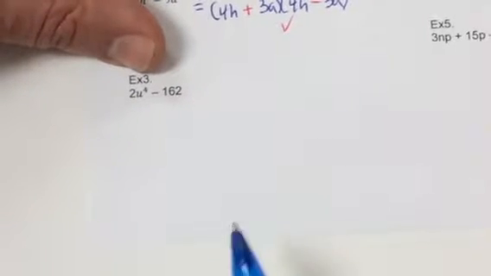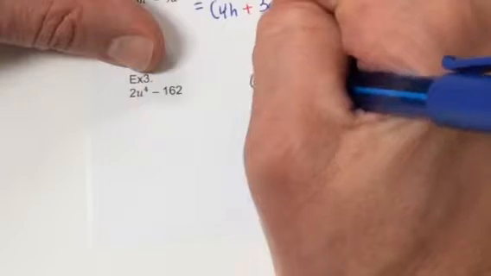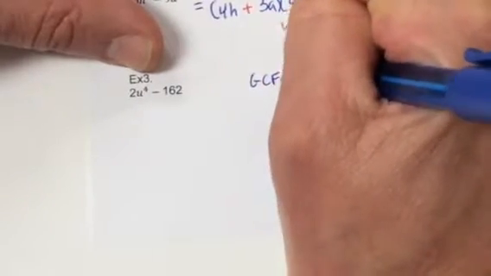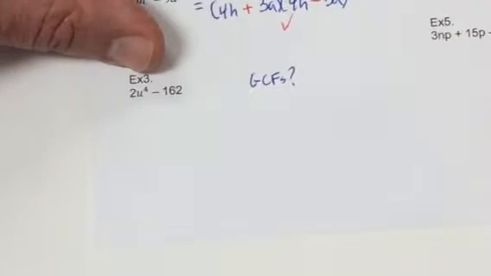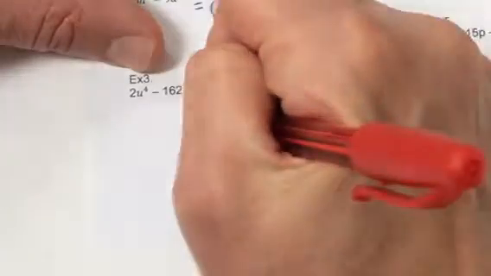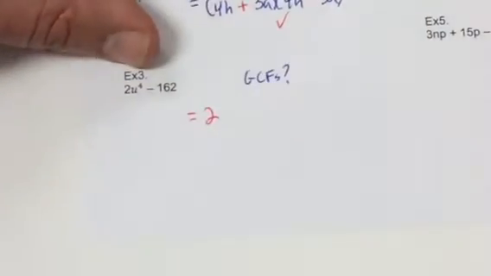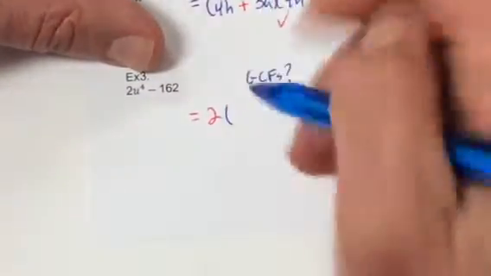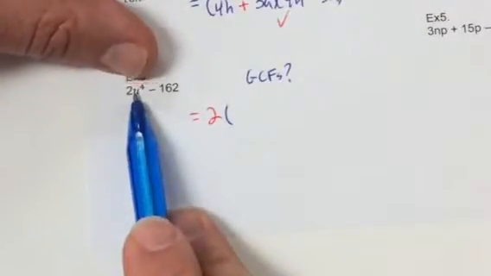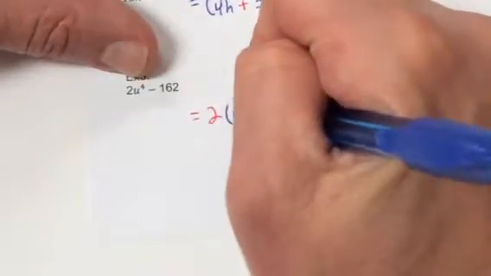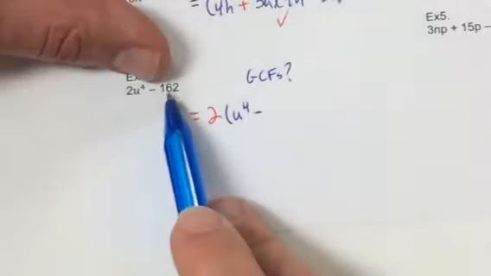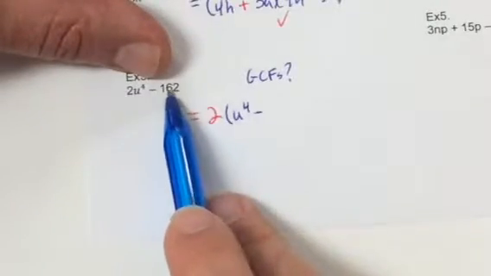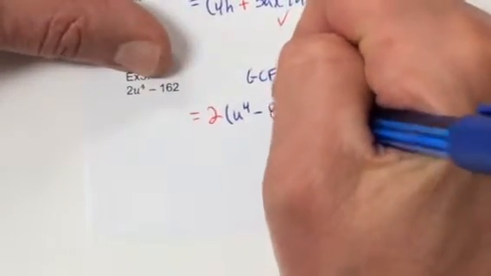What do we always need to make sure that we do first, if we can, before we start factoring? Yes, look for GCF. So let's write this down. GCF? In this case, the GCF is 2. So that's going to equal 2, and then let's factor it out. If I factor a 2 out of this, I'm left with u to the fourth minus, if I factor a 2 out or take half of 162, that's left with 81.